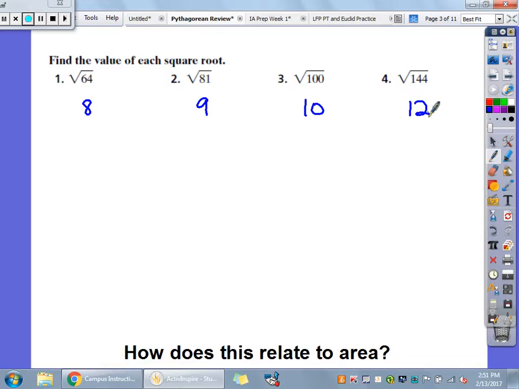So what that means is that 8 times 8 is 64. If we square this number, we get this number. We square this number, we get this number. We square this number, we get this number. Square this number, we get this number. Now, it's asking you, how does this relate to area? So remember, this value here, the number underneath the radical sign, these are your areas, okay? And then these values here, these are your side lengths, because they are the square roots of these values up here.